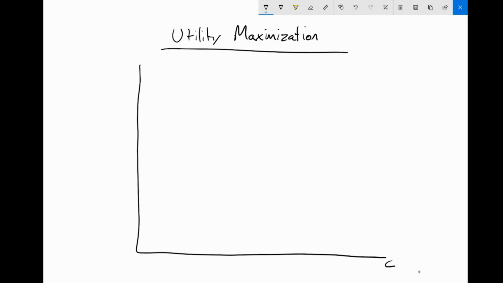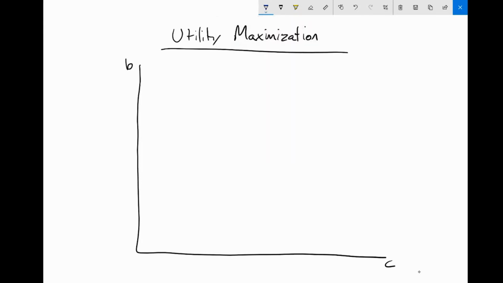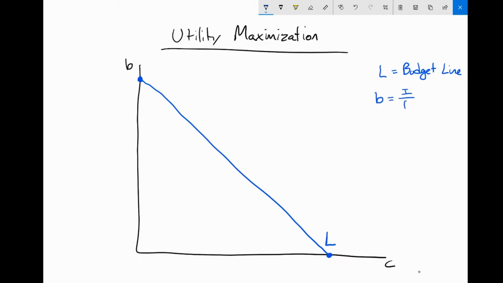So here we go, coffee and bagels. Now, if you remember, we can draw some indifference curves. Before we do that, let's draw our budget constraint, or let's draw our budget line. This will be our budget line. We'll label it L for budget line. If we remember the function of this budget line, B equals I over PB minus PC divided by PB times C. All right, so there's our budget line.